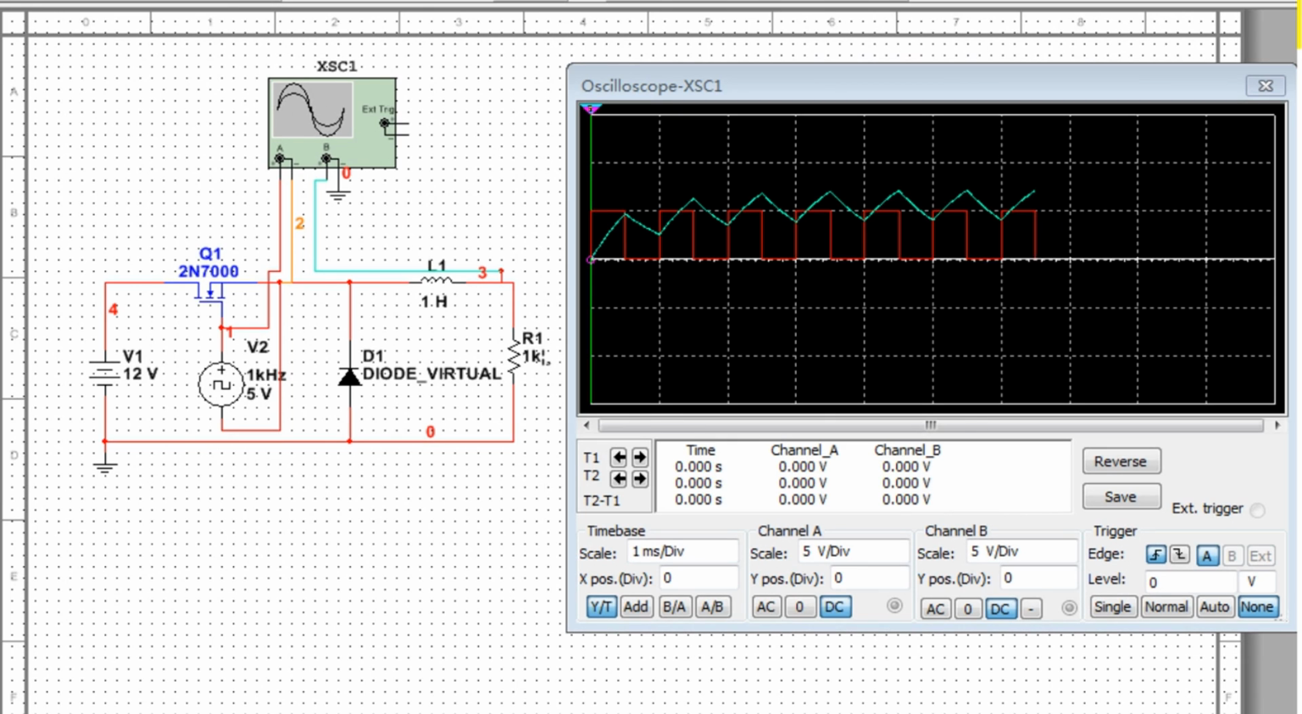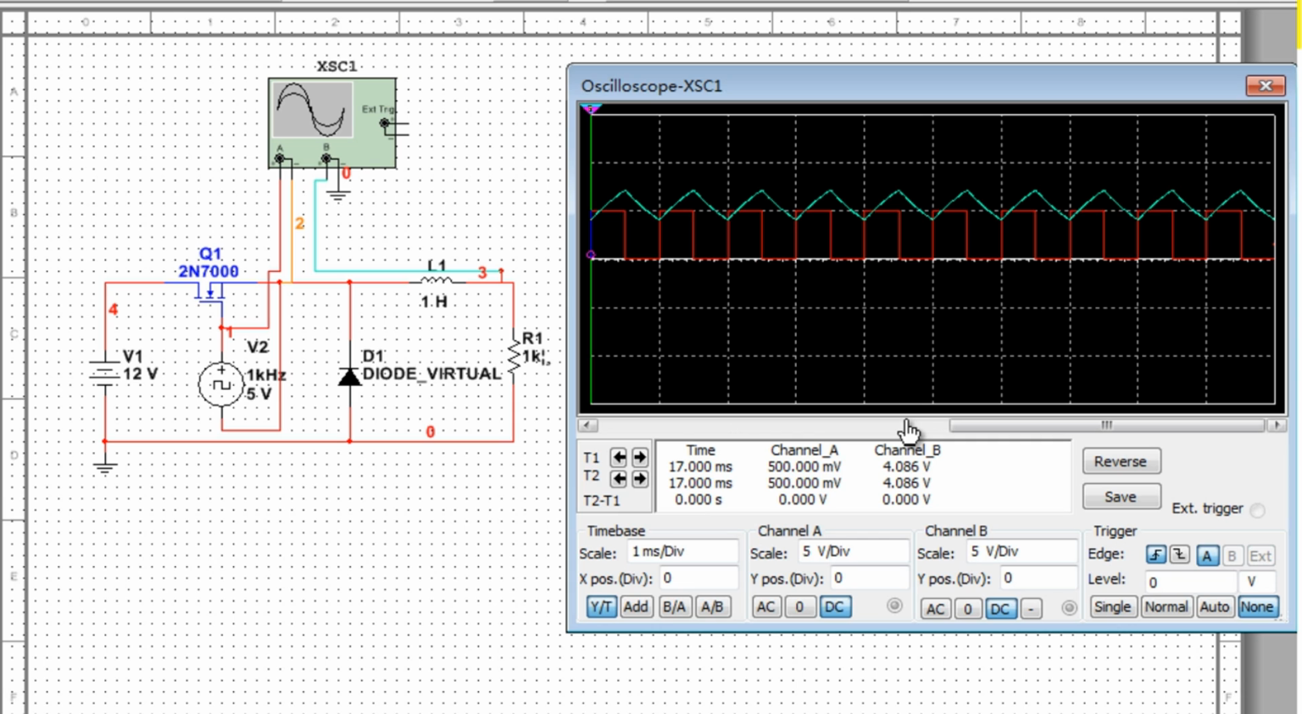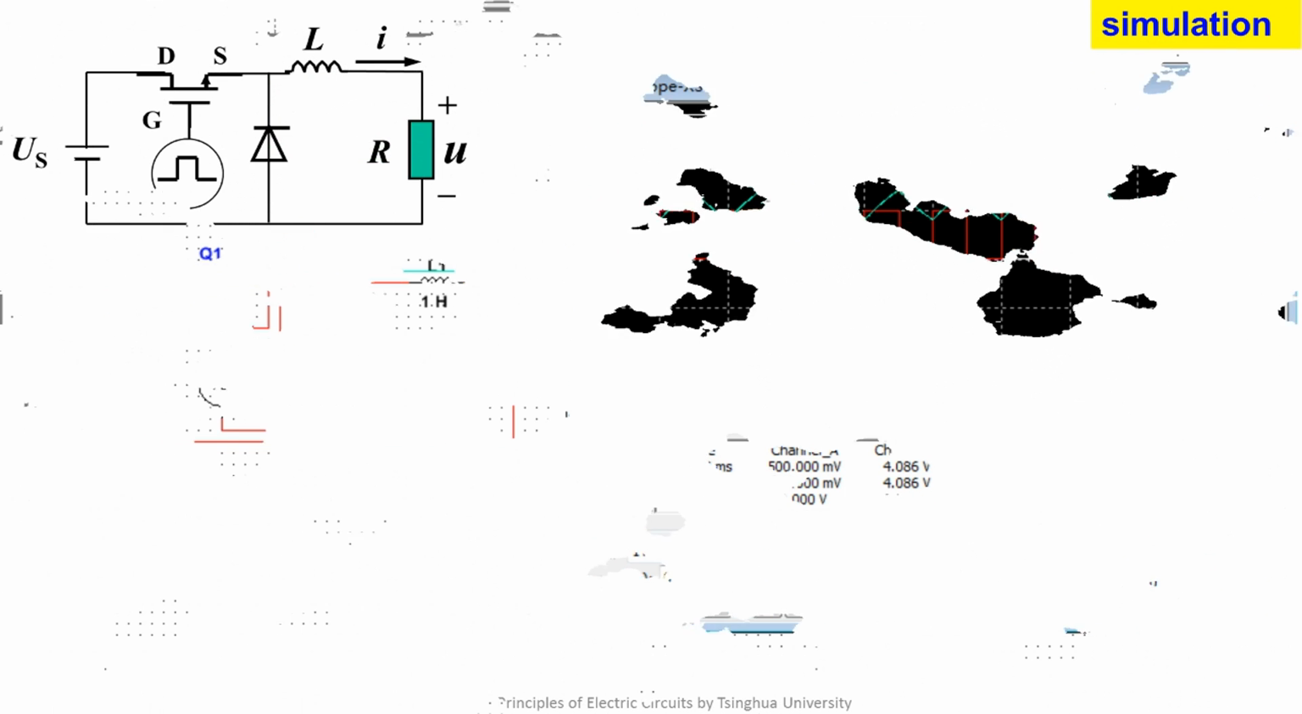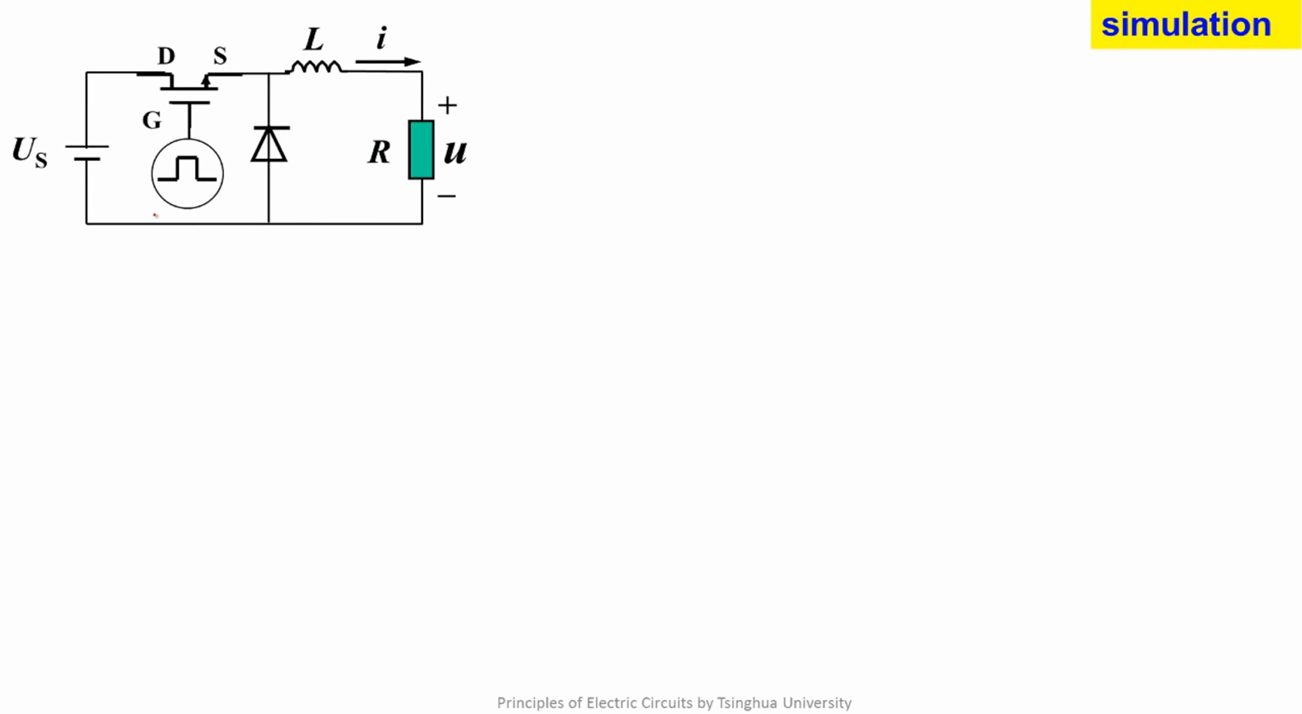Now we run the simulation. You can see that the red line represents the driven signal of the MOSFET. The green line represents the voltage signal of the load. The scale of channel B is 5 volts per div. So the average voltage of the load is more than 5 volts. It's relatively smooth. The input DC voltage is 12 volts. It's reduced. So the circuit realizes the function of a buck chopper. From the simulation, we can see that the load voltage is a relatively smooth DC and its value is lower than the source.